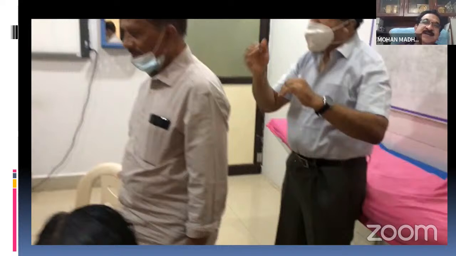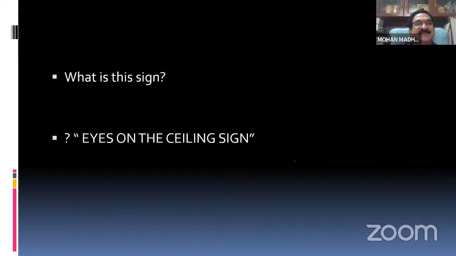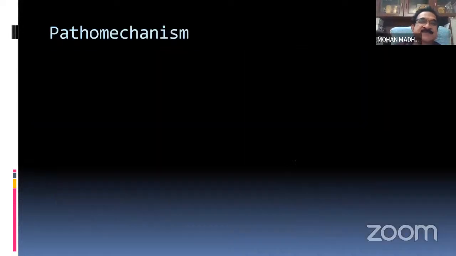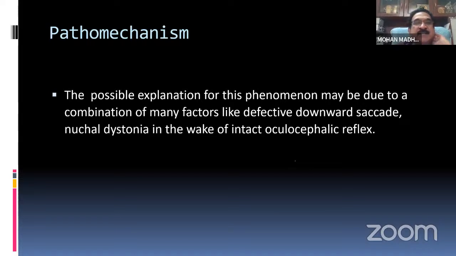Okay, so I do not know what this sign is. I observed it, so I postulated, just like Joy was telling, this is the eyes on the ceiling sign. You won't find it in the textbook. If you search the literature, this sign will not be there. This is the MRI of the patient showing the classical morning glory sign.